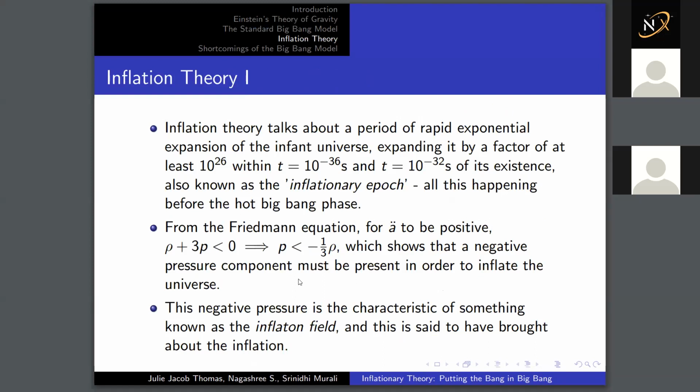Now, you cannot have a negative energy density in the universe, so a negative pressure component should have been present in order to inflate the universe. And this negative pressure can be talked about as the characteristic of a scalar field, which we now call the inflaton field.